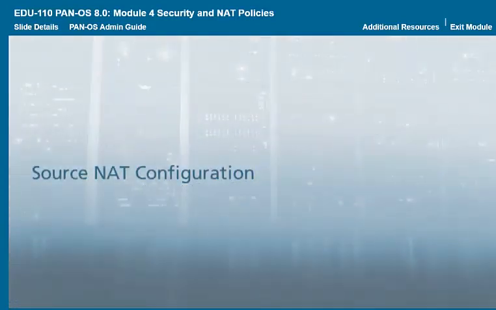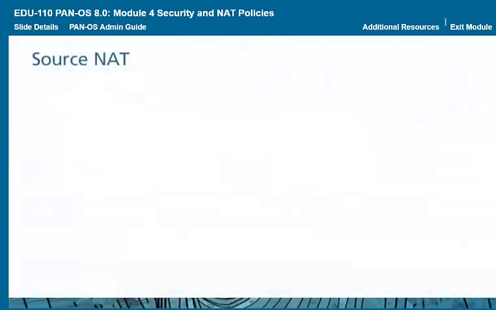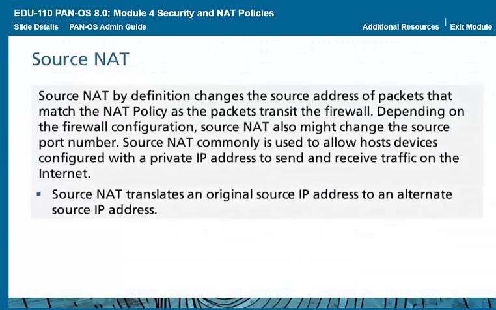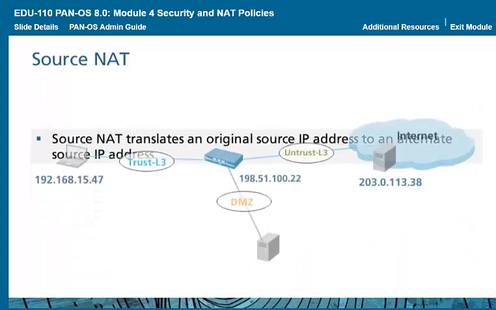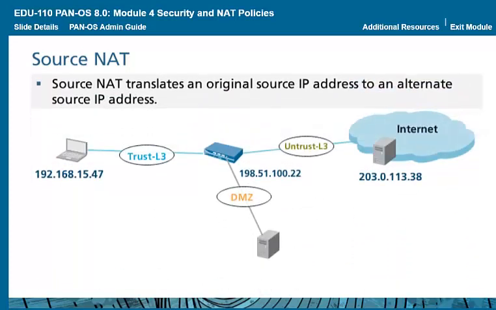Source NAT configuration. Source NAT, by definition, changes the source address of packets that match the NAT policy as the packets transit the firewall. Depending on the firewall configuration, source NAT also might change the source port number. Source NAT commonly is used to allow host devices configured with a private IP address to send and receive traffic on the Internet. This graphic shows the firewall performing a source NAT function.